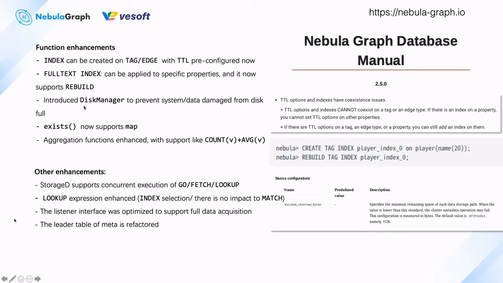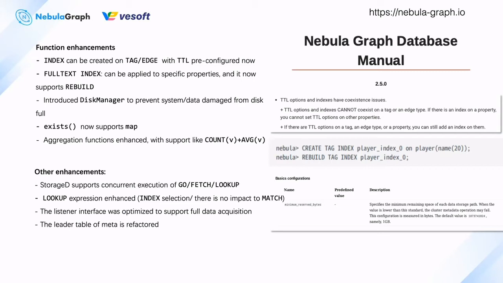And the next one is that we introduced a mechanism called disk manager to prevent the system and the data from being damaged due to the situation of the disk being full. So we introduced a variable configuration in the storaged, and by default it is 1 gigabyte. When this threshold is exceeded, the system will stop some of the operations, to prevent the data from being damaged when the disk is actually full.